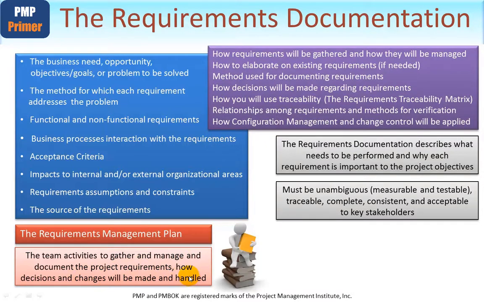What would you expect to see in a requirements management plan? How the requirements will be gathered and how they'll be managed, how to elaborate on existing requirements, if appropriate, the method used for documenting requirements, how decisions will be made regarding such requirements, and how you will use traceability. Do you remember the document called the Requirements Traceability Matrix, which describes exactly the source of the requirements? Relationships between and among requirements and the methods for verifying and validating them. And do you remember in the last module I talked about configuration management, how configuration management and change control will be applied to potential changes to the requirements.